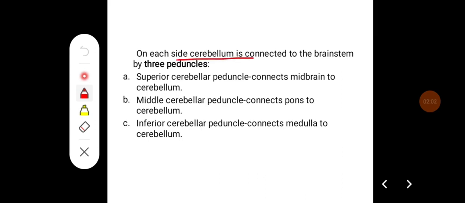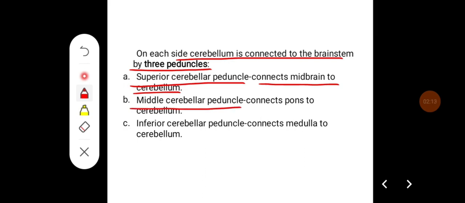Each side of the cerebellum is connected to the brainstem by three peduncles. Superior cerebellar peduncle connects the midbrain to the cerebellum. Middle cerebellar peduncle connects pons to the cerebellum. And inferior cerebellar peduncle connects medulla to the cerebellum.